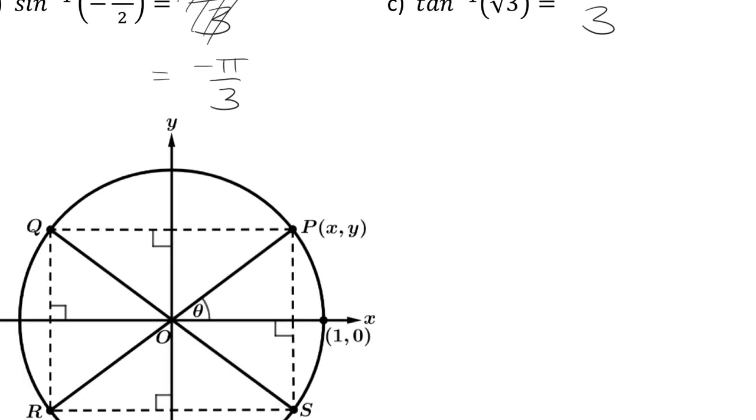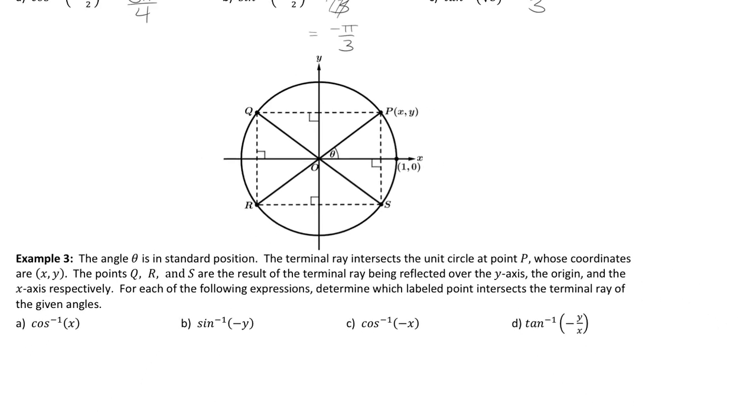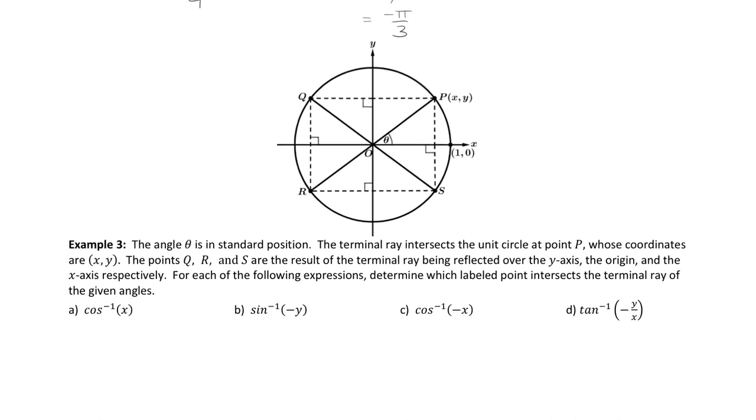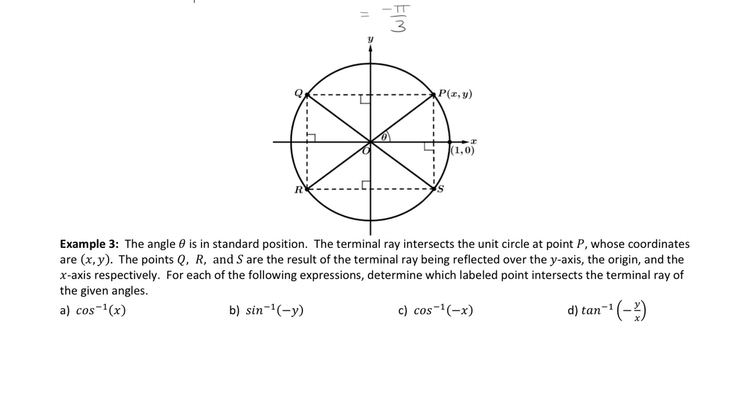Let's look at our last question on our notes. And the reason I paused here is because it's an AP style question, which means it's weird. It says angle theta is in standard position. Here's theta. The terminal ray intersects a unit circle at point P, whose coordinates are x, comma, y. Points Q, R, and S are the results of the terminal ray being reflected over the x-axis, the origin, the y-axis. Yeah, you know what I mean. The y-axis, the origin, and the x-axis, respectively.